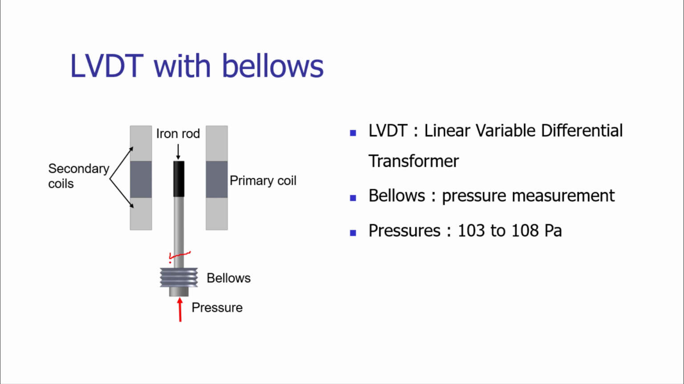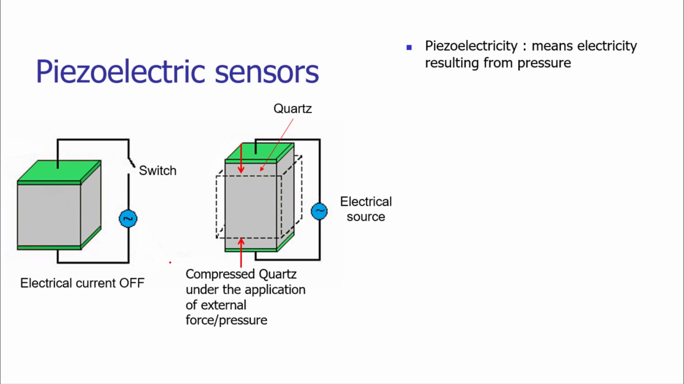This type of arrangement can be utilized to measure pressures of about 10^3 to 10^8 Pascal. The next type of sensor is the piezoelectric sensor. These are very useful and widely used in industry. What is the meaning of piezoelectricity? Piezoelectricity means the electricity resulting from pressure.